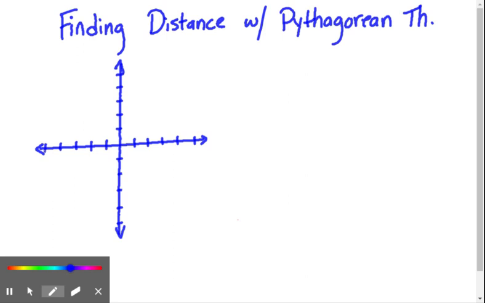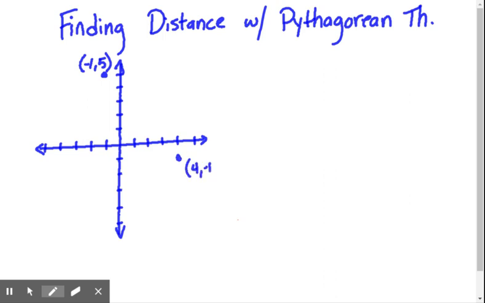In this video, we're going to be looking at how to find the distance between 2 points on a coordinate plane using the Pythagorean theorem. Okay, so on my coordinate plane here, let's say I have 2 points, (-1, 5), and I have a second point, (4, -1). That would be right here.